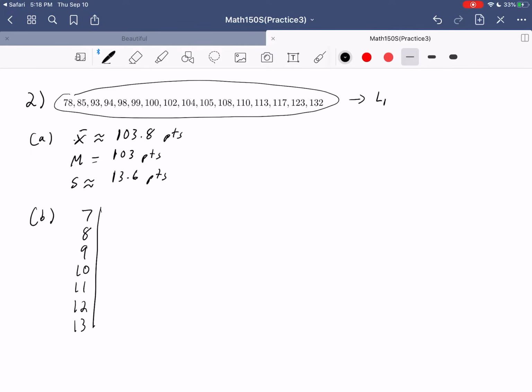For the stem of 7, we had a leaf of 8, then 5, 9, 3, 4, 8, 9, then 0, 2, 4, 5, 8, then looks like 10, 13, 17, that 23, and that 32 there. We'll include our key. 7/8 in this situation means 78 points.